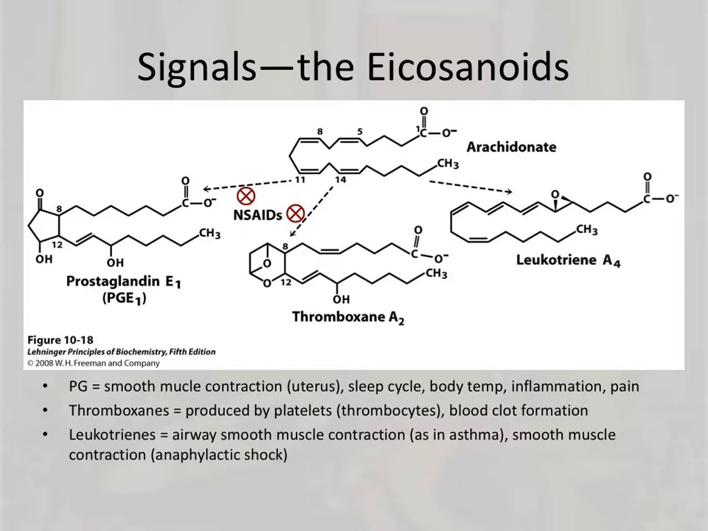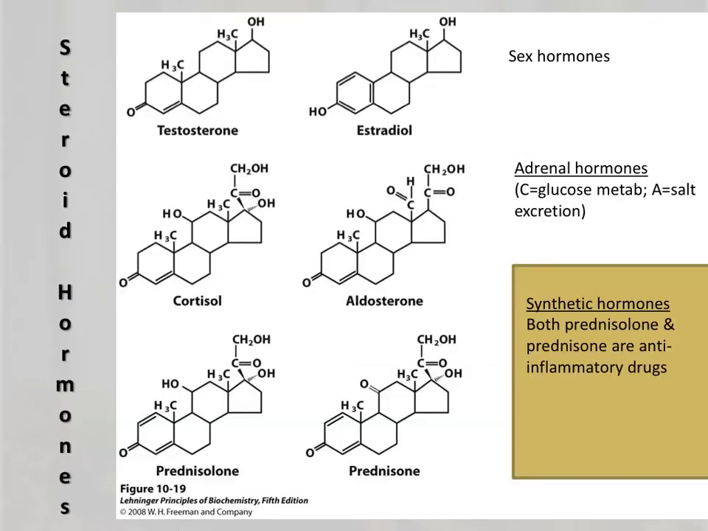NSAIDs target COX enzymes. There's COX 1 and COX 2. And we'll go into a lot more detail next semester about those enzymes. I thought that I put that on there, but I didn't. Okay. The steroid hormones, we go into much greater detail for those. On your own, you can look at them. You should have been used to seeing them earlier anyway. I'm not going to go into greater detail here. I'll let you look that up on your own. Next semester, we'll talk a little bit more about them.